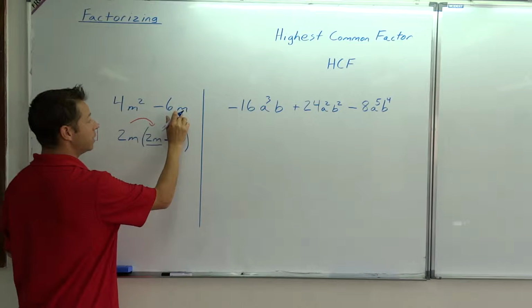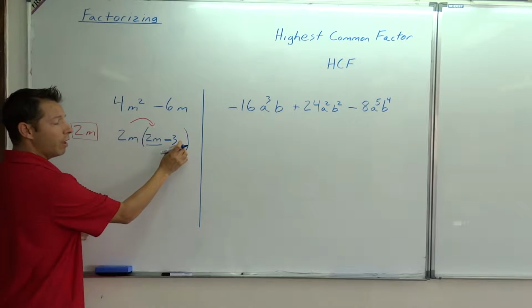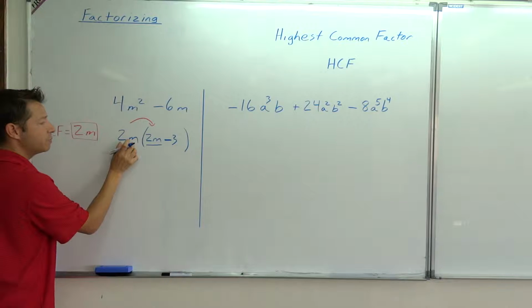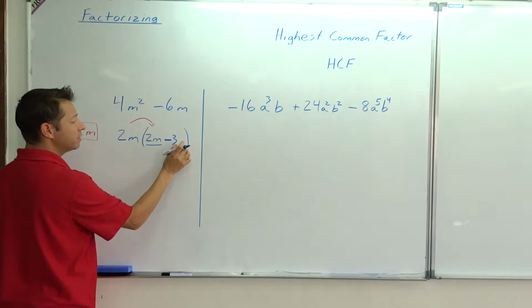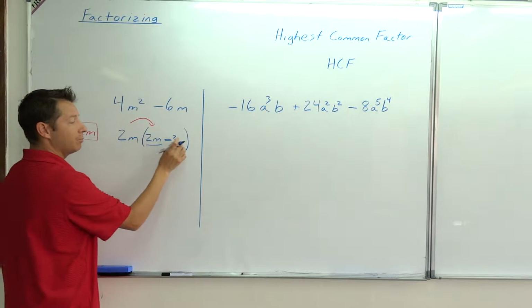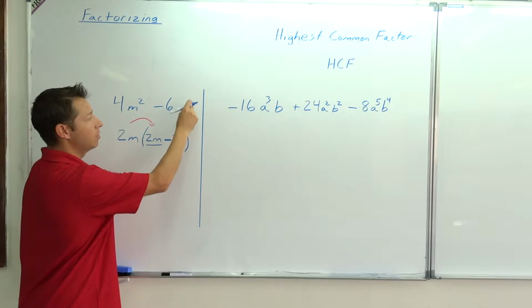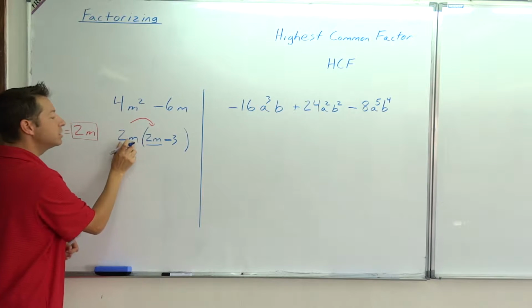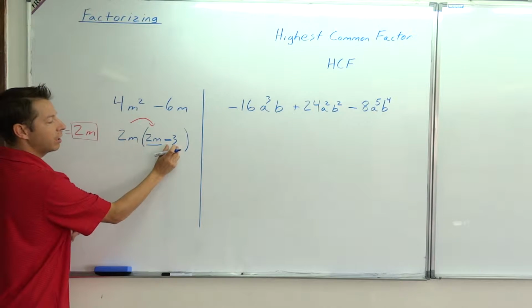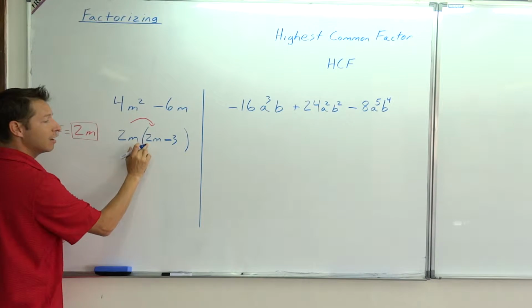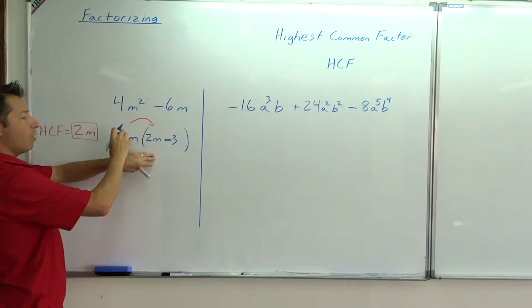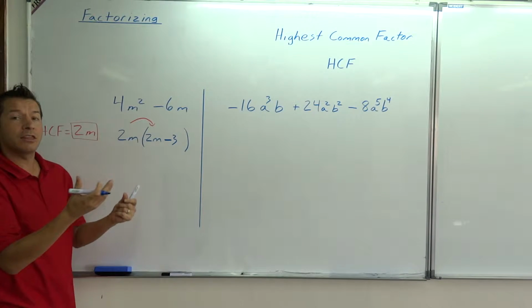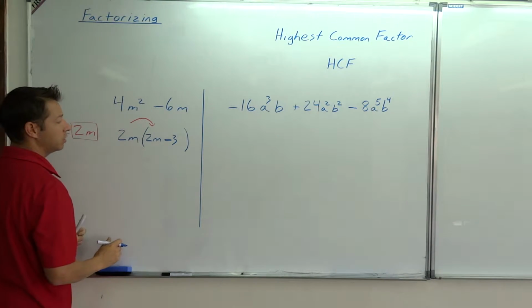And m times something has to give me m. I'm already going to get an m when I multiply by negative 3, so I don't add any m here. Because if I add an m, I'm going to end up with m times m, which would be m squared, and that's not what I have here. So I just need to multiply 2m times negative 3. At the end of the day, there's my answer. I've factorized that out so that when I am finished, it looks like the beginning of an expanding question.